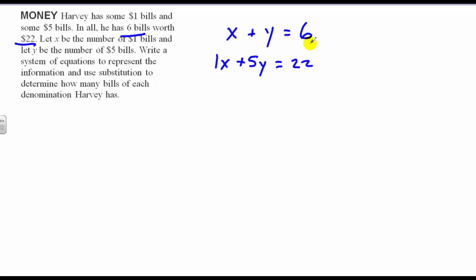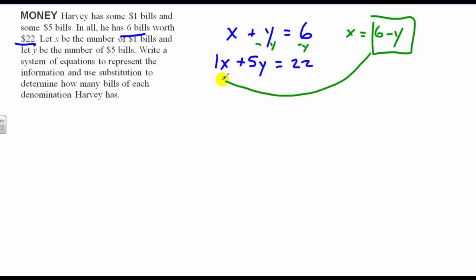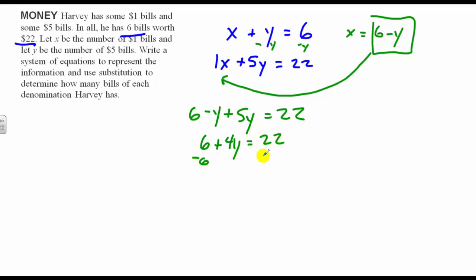Next, I'm going to want to isolate a variable so I can use a substitution. I'll subtract y from both sides, in this case. So now I have x equals 6 minus y. And I can use that value of x and make a substitution. So I have 6 minus y plus 5y is equal to 22. Therefore, that's 6 plus 4y equals 22.